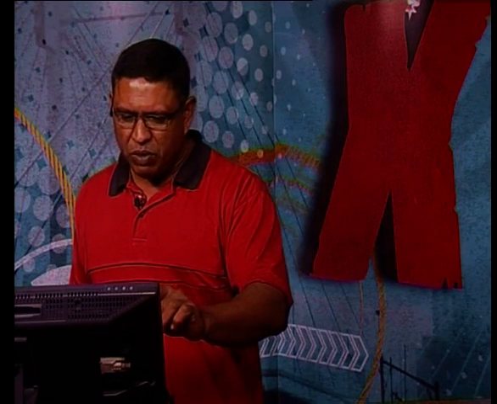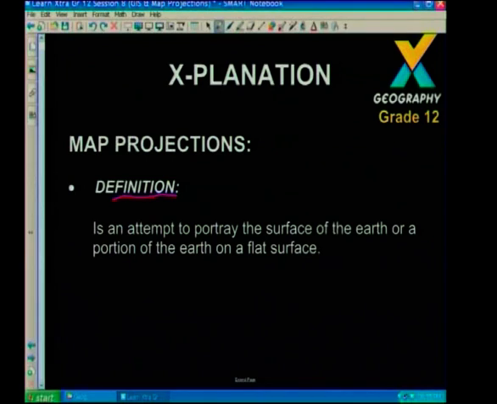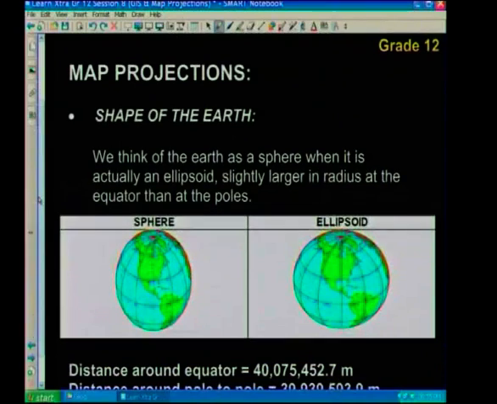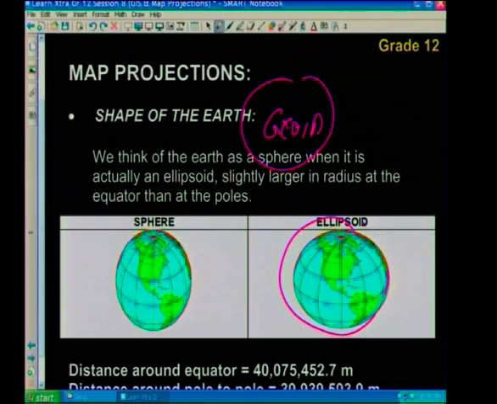So let's look at the definition of map projections, which we need to know. It is an attempt to portray the surface of the earth or a portion of the earth on a flat surface. A very difficult thing, especially when we look at our earth. Our earth is not round, as some people believe. It's a sphere, ellipsoid, or even known as geoid. That's our shape. It's bulging at the equator and it narrows at the poles.